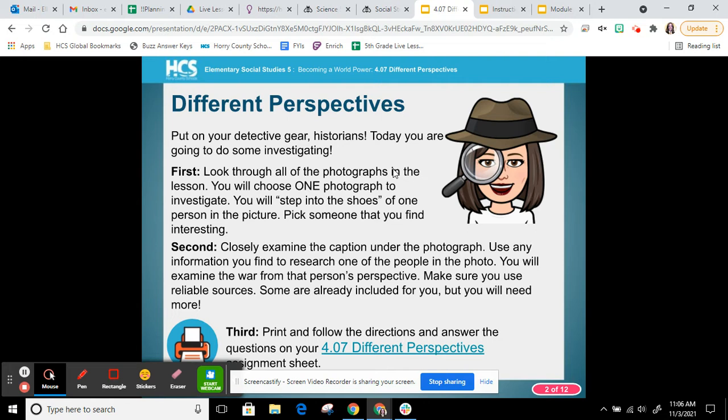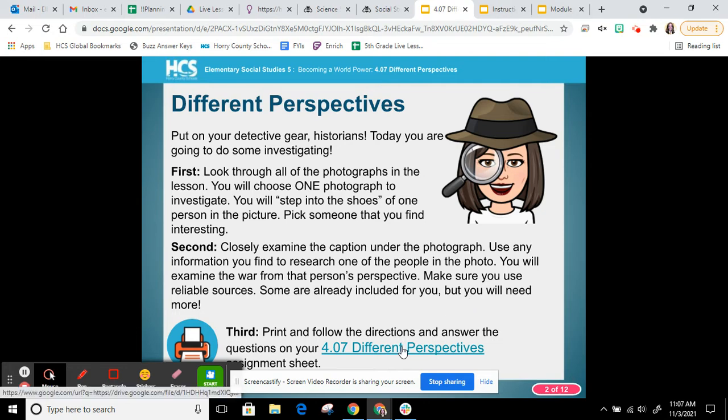So, as I said, once you have chosen your photograph, you're going to then go to that photograph and you're going to closely examine that picture. You're going to read the caption. You're going to click on those links that go along with the picture, and you're going to read about the people in that picture. And you're going to examine what the war was like based on that person's perspective. You may use outside resources as well to help guide your thinking. Then the third step is to print and follow the directions and answer the questions on your assignment sheet.